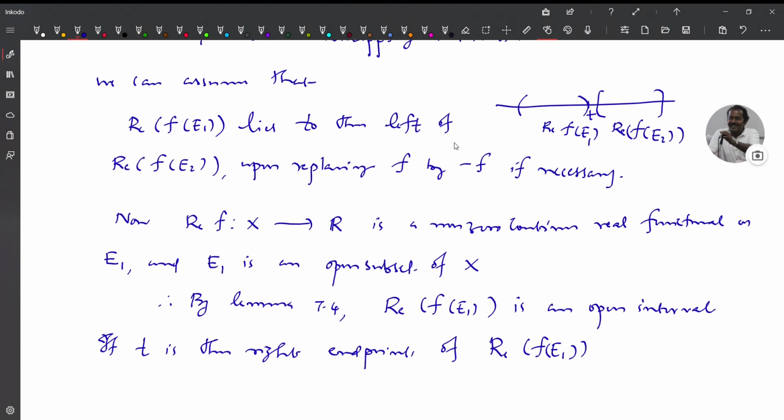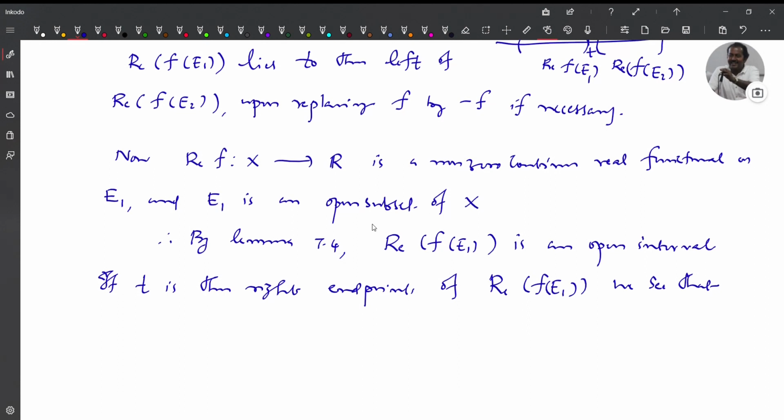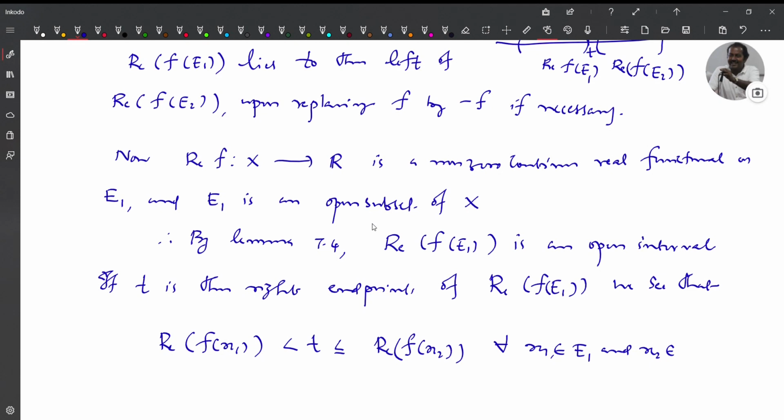For f of E1, we see that real part of f of x1 less than T, less than or equal to real part of f of x2, for all x1 belongs to E1 and x2 belongs to E2. So this proves the Hahn-Banach separation theorem.